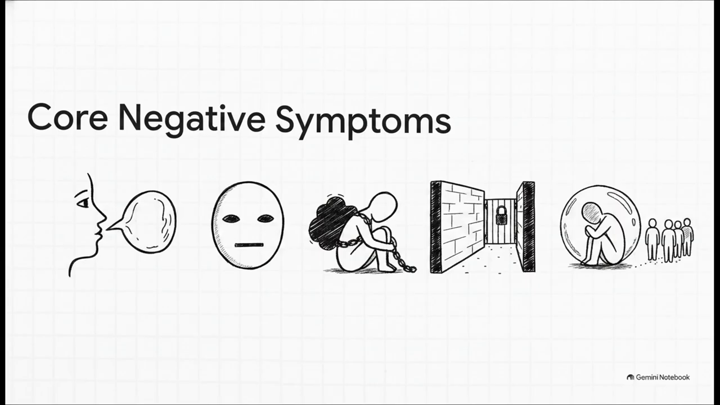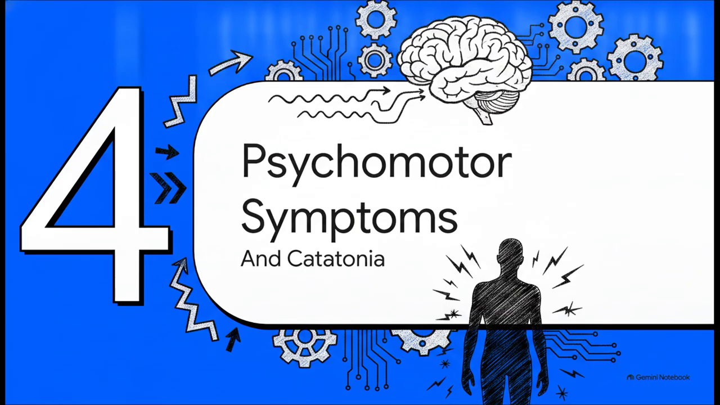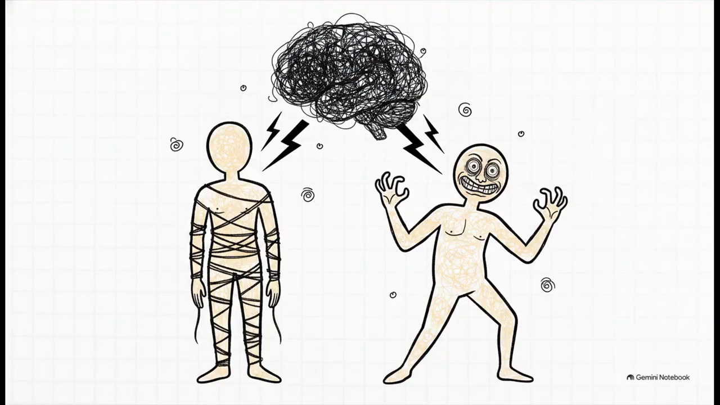When you combine conditions like avolition and alogia, they essentially trap the individual in their own isolated world. They withdraw socially and become totally focused on their own internal ideas and fantasies. Section 4. Psychomotor symptoms and catatonia. So psychomotor symptoms involve moving less spontaneously or perhaps making odd, repetitive grimaces and gestures.